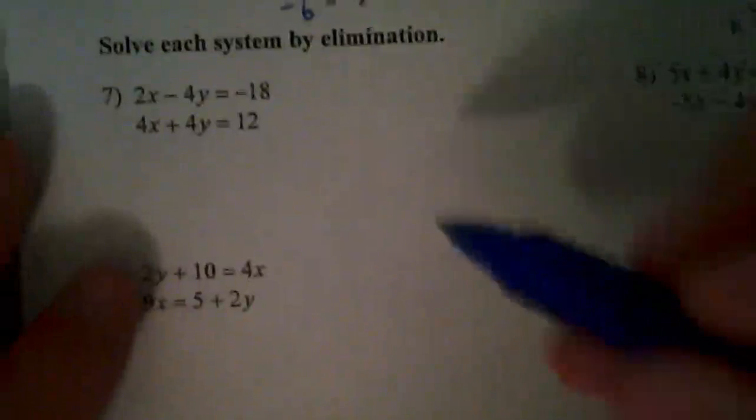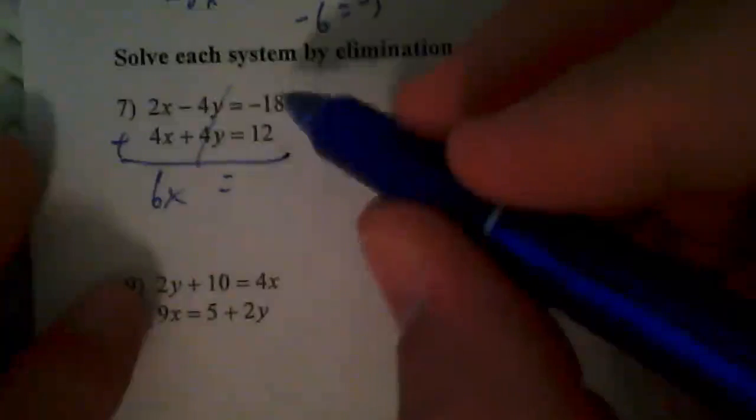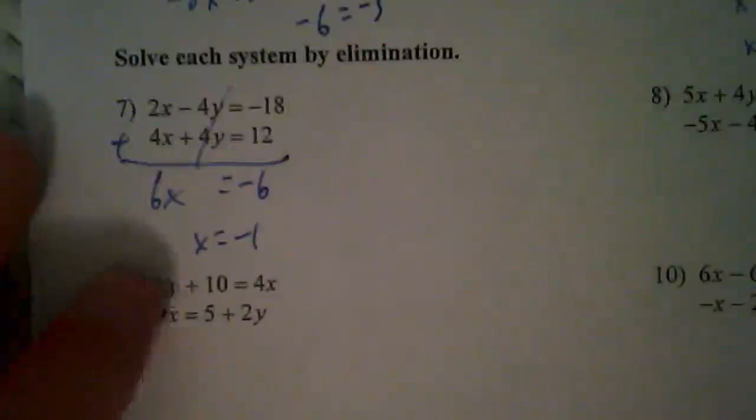On 27, now we're talking about elimination. Well, this one's already nice. It's set up for us. Those 4's can cancel out when we go to add. Again, we're just adding the whole thing together. So that's 6x. This is going to be negative 6, divide off 6, and you have negative 1 for x. And that's how fast that type of problem could be.